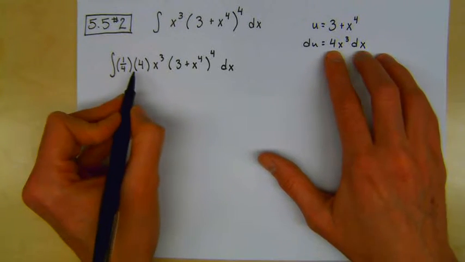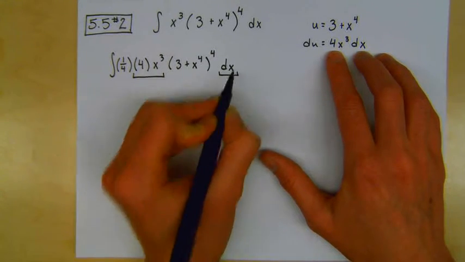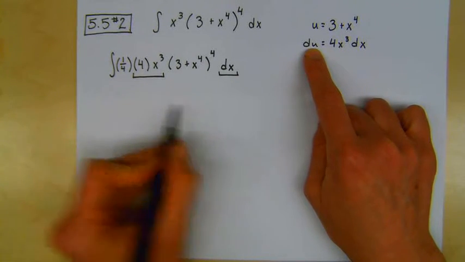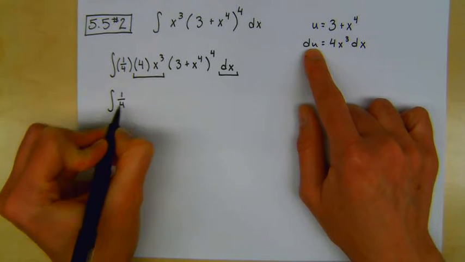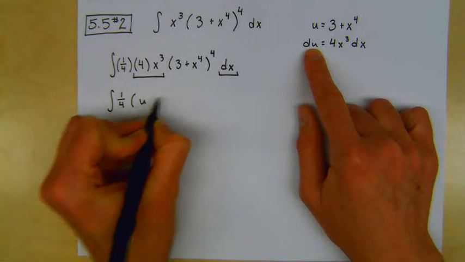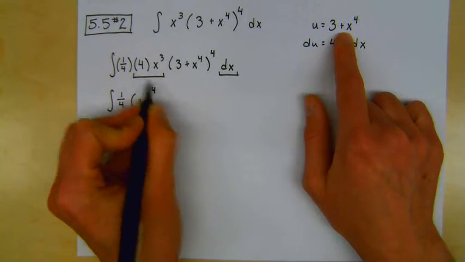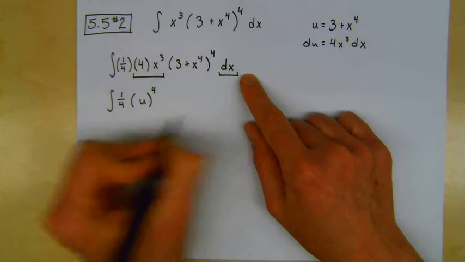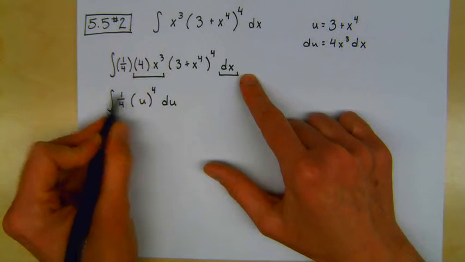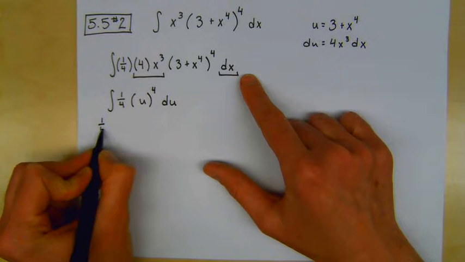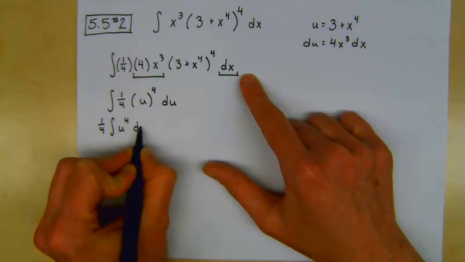And that means that this chunk, my 4x cubed chunk, and the dx chunk can become my du. And I can rewrite this integral as the integral of 1/4 of u, because that's what u is, to the 4th, du, because all of this becomes my du. I can pull the 1/4 out front, and this becomes a very easy integral.